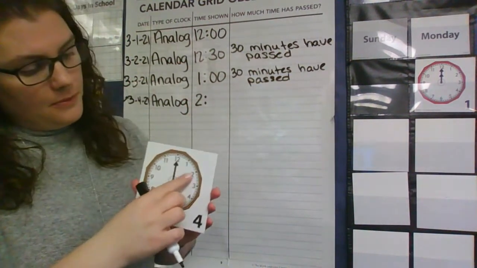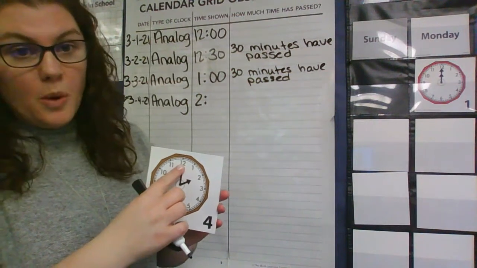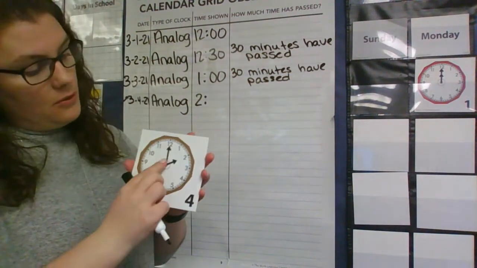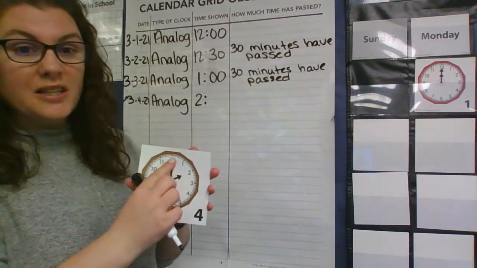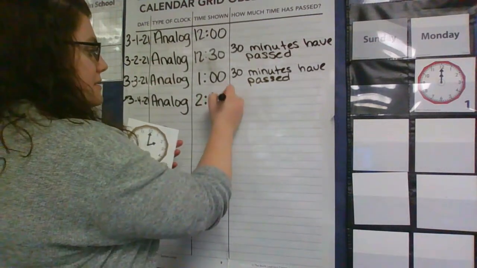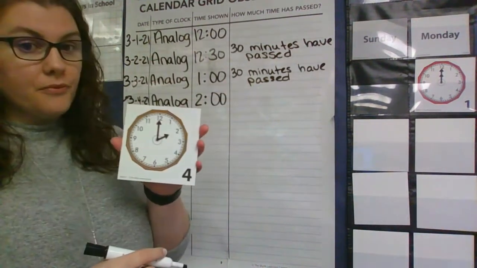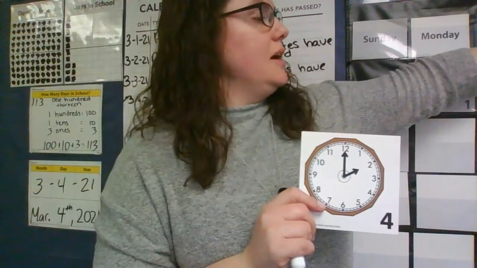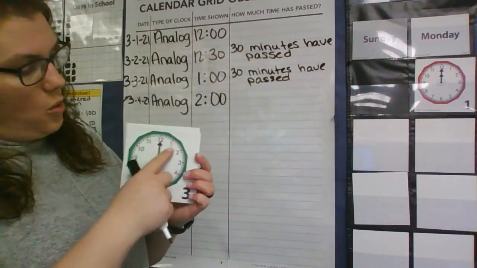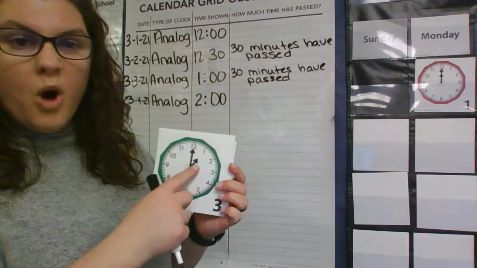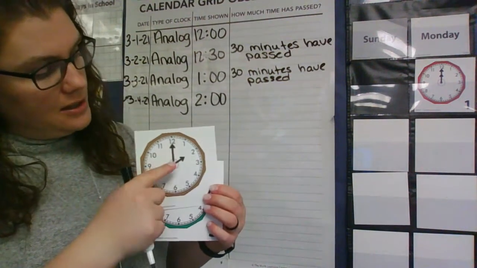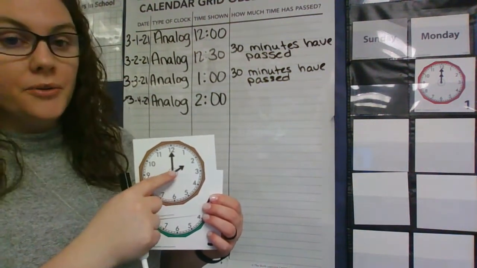Okay? But if our minute hand is pointing up at the 12, what do we put in our minutes? Remember, if our minute hand is pointing directly at the 12, that is the very beginning of a new hour. So we are going to leave it as 0, 0. Now, let's talk about yesterday. Our analog clock read 1 o'clock. Say that with me. 1 o'clock. Today, our analog clock is reading 2 o'clock.